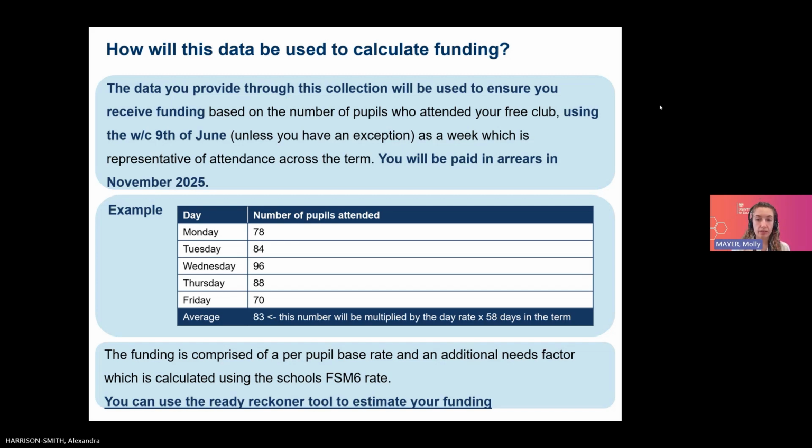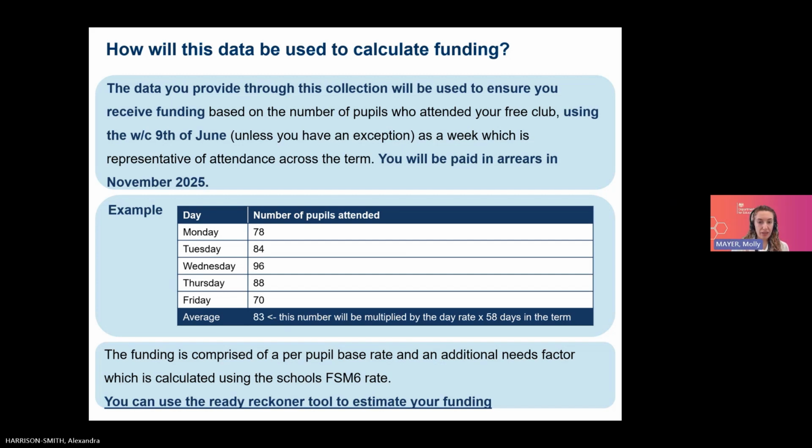Important thing to remember is that this data return is for summer term only. We will ask you to do a similar exercise in autumn and spring terms so that we can calculate your termly payments. This means if uptake at your club increases over the year, so maybe this term you have about 50 pupils on average coming each day, but in autumn you have 80 pupils on average coming each day, and over that week of collection, your autumn payment will be based on that higher take-up figure.